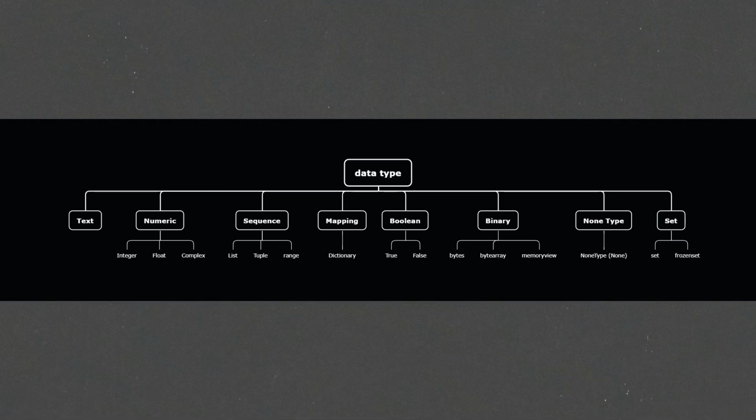A data type is a classification or category of data that determines the type of values that can be stored. In Python, there are 8 main data types.